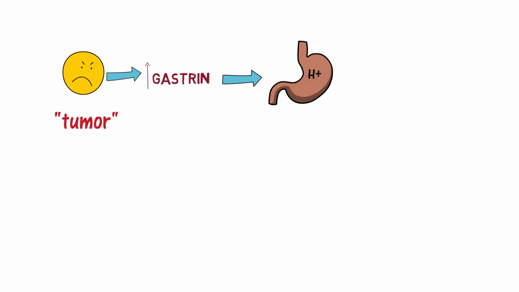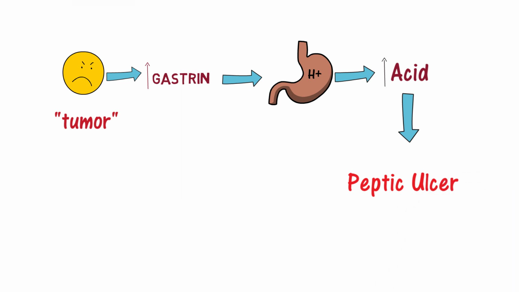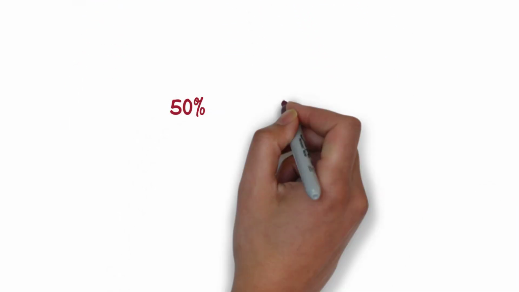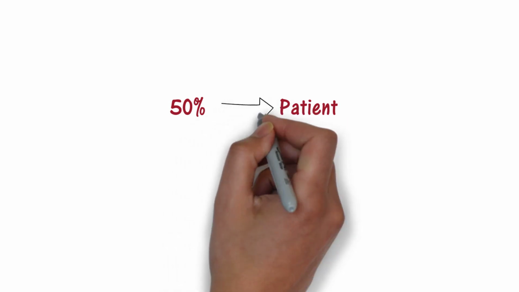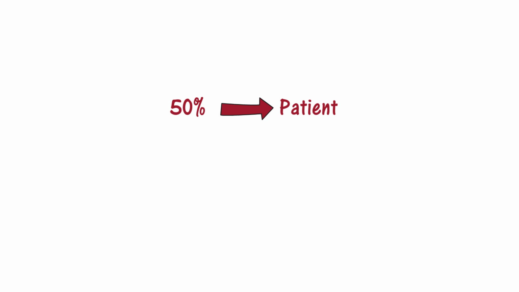As we know, whenever there is an increased production and secretion of acid in the stomach, the person might have a possibility to develop a peptic ulcer. Out of all cases, 50% of the patients might express a condition which we call MEN1, multiple endocrine neoplasia.